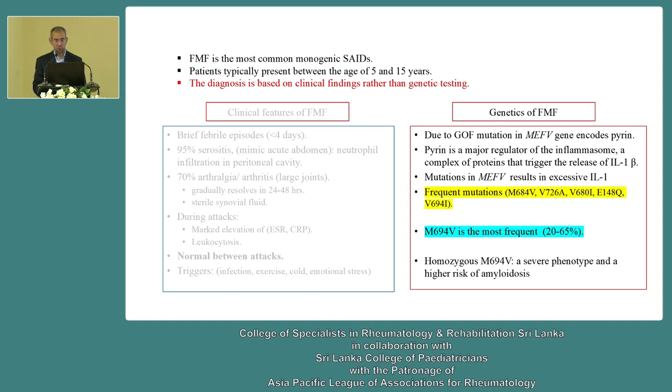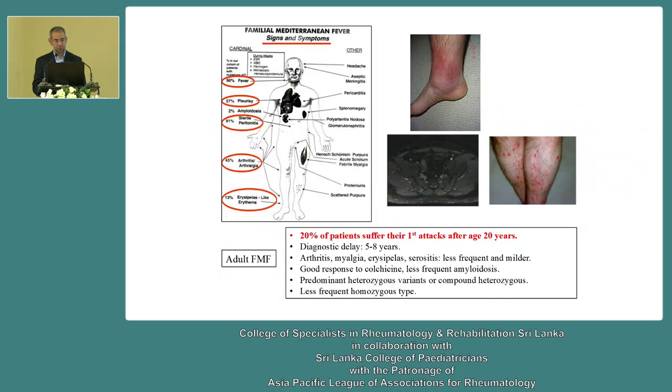The most common one, and maybe more serious, is M694V, and this is associated with a high risk of amyloidosis, and probably those patients present early on, and they have more attacks, severe attacks, and as I said, high risk for amyloidosis.